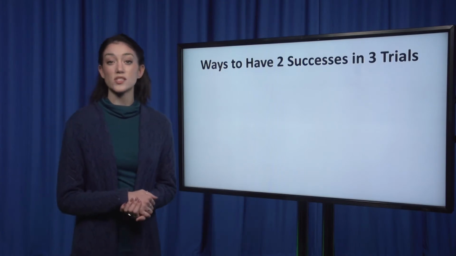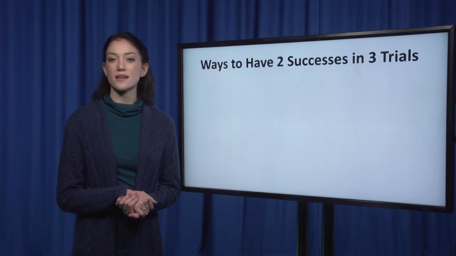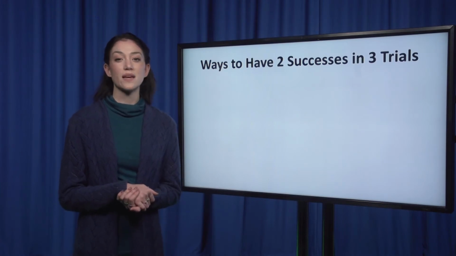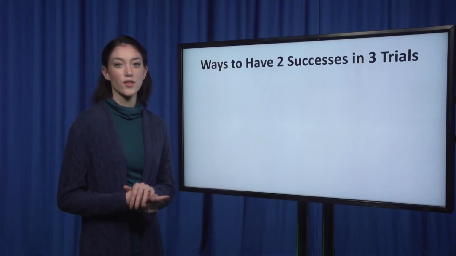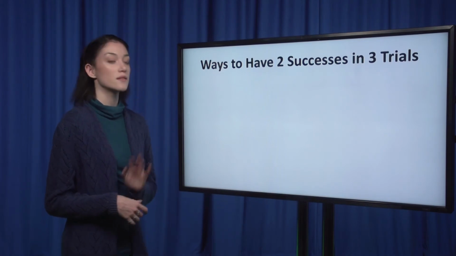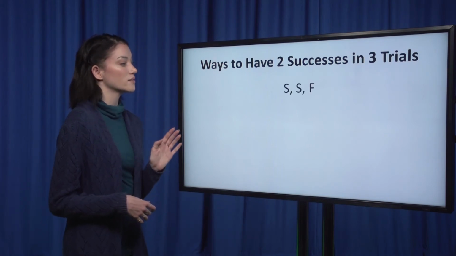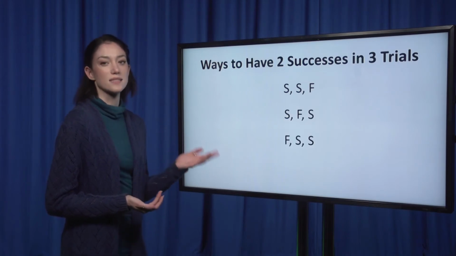The next step is to figure out how many different sequences, that is, patterns of successes and failures, have that same number of successes out of n trials. For example, there are 3 different ways we can have 2 successes from 3 trials. Success, success, failure; success, failure, success; failure, success, success.